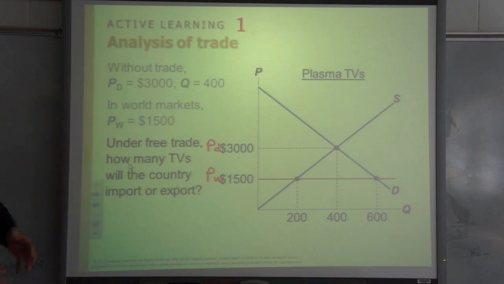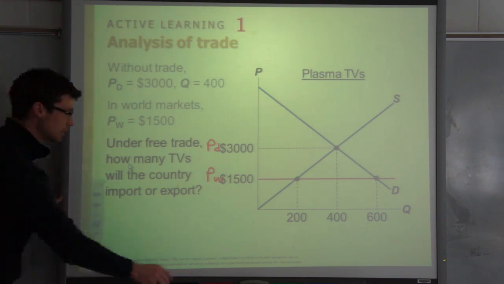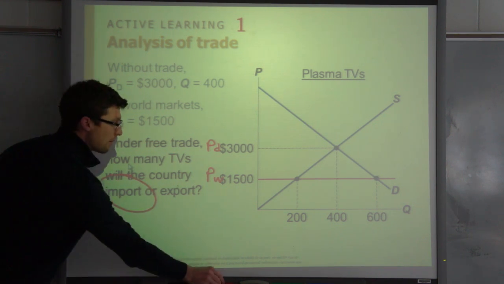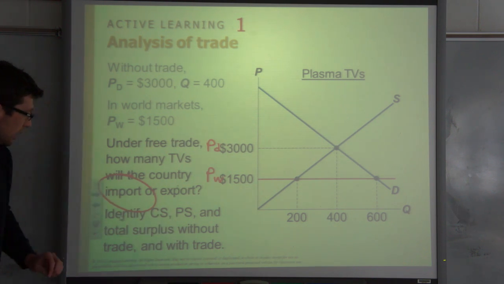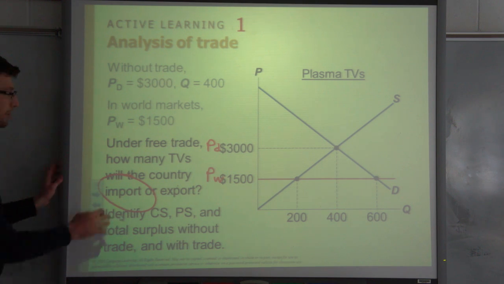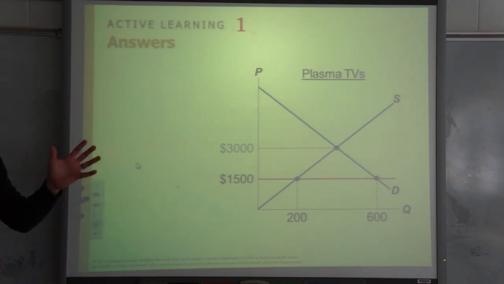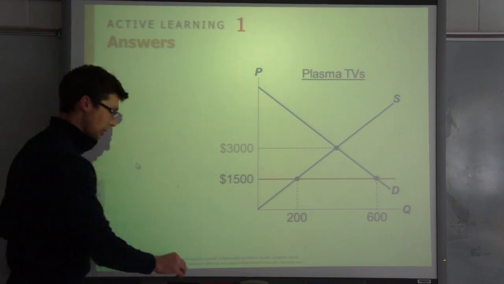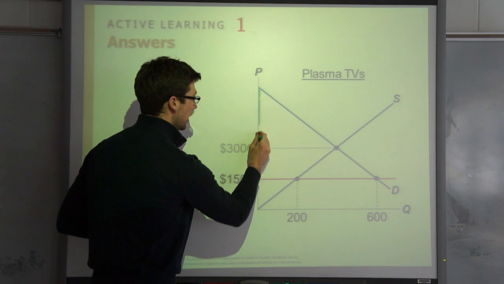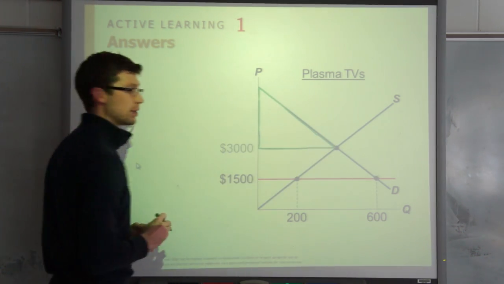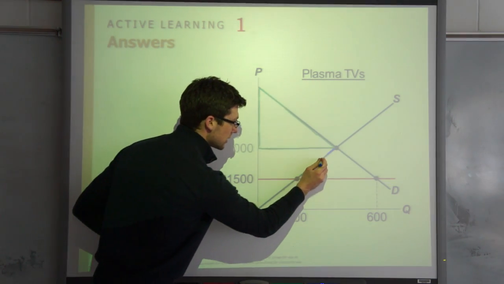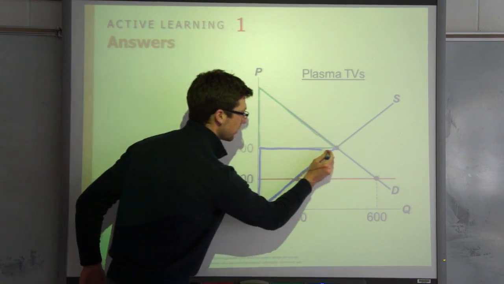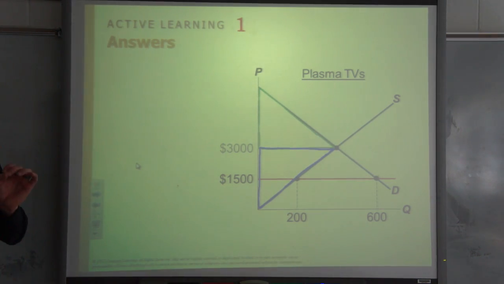Okay, under free trade, how many TVs will the country export or import? I just answered that question. We are going to be importing, but we need to figure out how many. Okay? And what we need to then do is take a look at consumer, producer, and total surplus without trade and with trade. That's the exercise that we're going to complete. Hopefully we can say that consumer surplus, when we do not trade, is going to be the area represented by that triangle. It is the area above the price and below the demand curve. Hopefully we can say that the area above the supply curve and below the price is our producer surplus when we engage in no trade whatsoever.